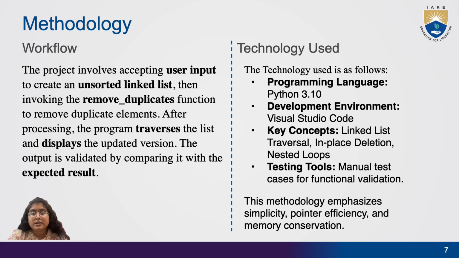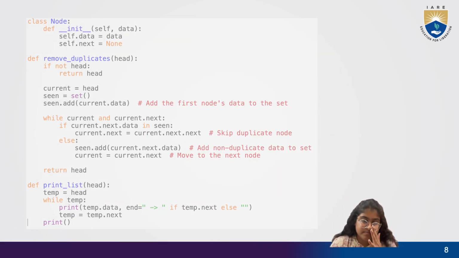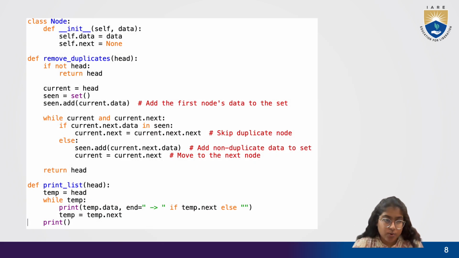Validate by comparing the output with the expected results manually. Special focus was placed on pointer efficiency, simplicity, and memory conservation. The technology stack used includes Python 3.0, VS Code, and manual testing through extensive test cases. This is the code running on ideally.